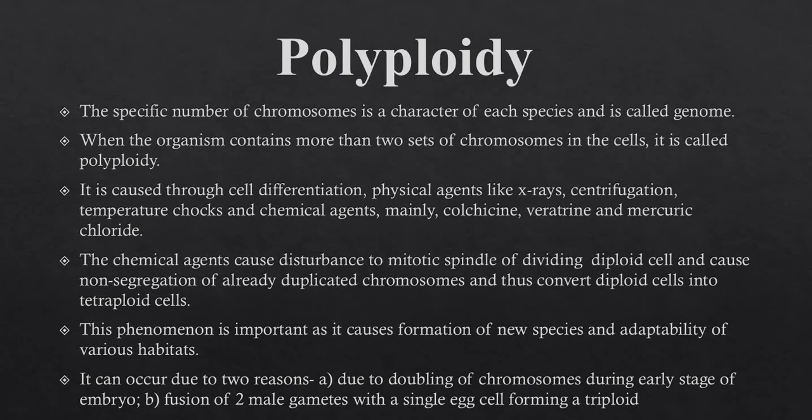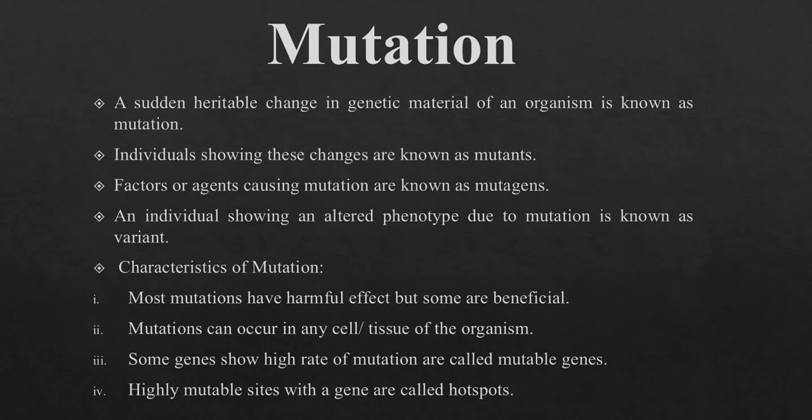This polyploidy is a phenomenon which is important because it causes the formation of new species and also the adaptability of various habitats. As the production of the particular species is more, we can test them in different environments and check their adaptability in various habitats. This polyploidy can be caused due to two reasons, either due to doubling of chromosomes during the early stage of embryo formation or by the fusion of two male gametes with a single egg cell forming a triploid. Our next topic is mutation.